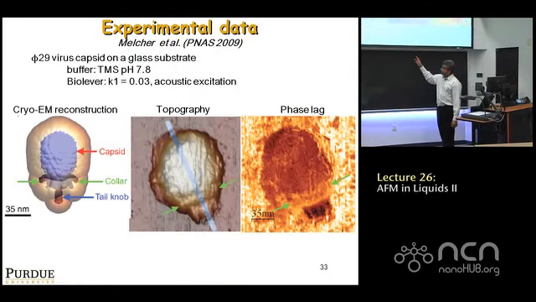Similar thing, this is a virus, and if you look at the phase lag image, again, phase lag, the stiffest part is the brightest, which means most ringing happens in the stiff part, and the darkest part is softest, because least ringing occurs on it.